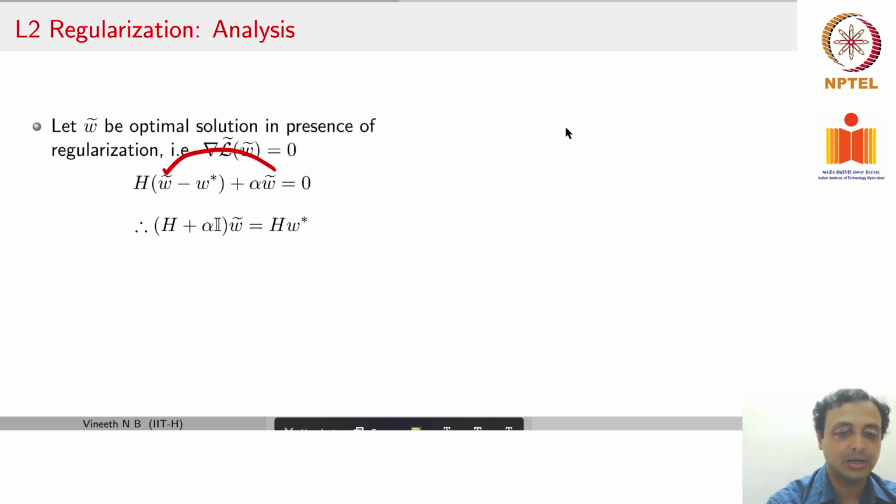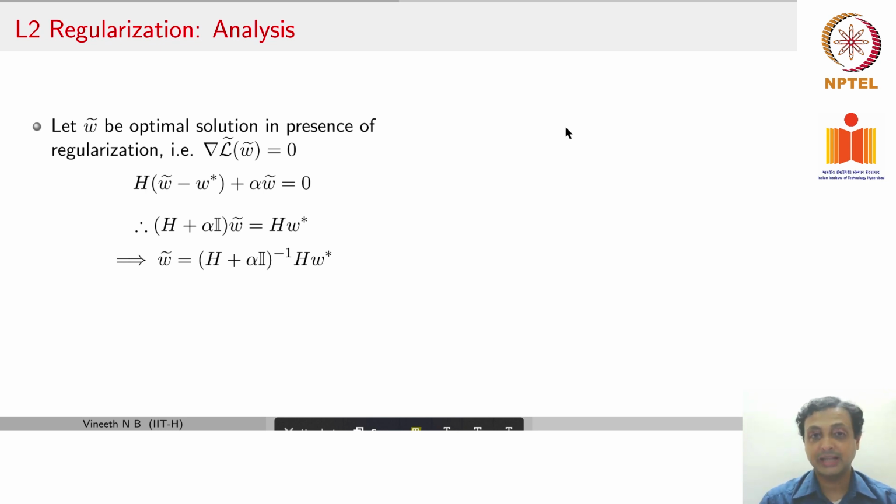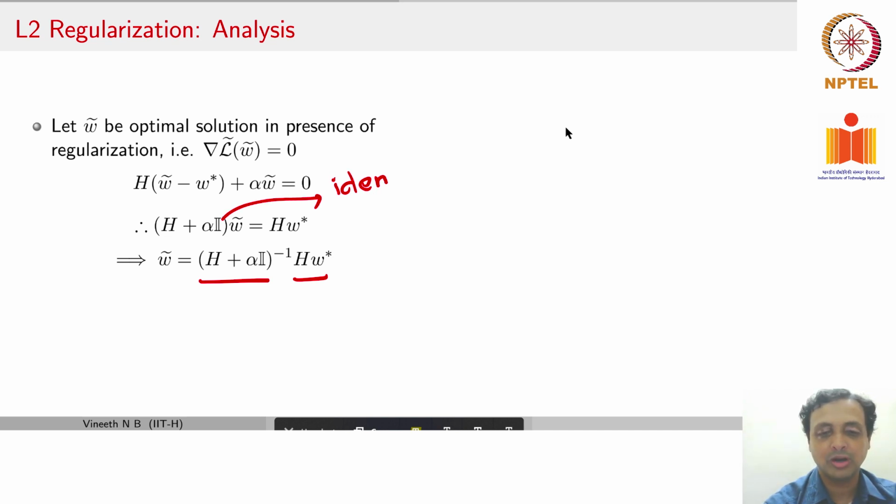Let's group all the W tilde terms. That would give us H plus alpha I, because when you add it, you have to make it a matrix. So we have to put alpha I here to ensure that alpha is added to every diagonal element of H. You're going to have (H plus alpha I) times W tilde is equal to H of W star. This means W tilde, which is a solution of your regularized loss function, is going to be given by (H plus alpha I) inverse H of W star. Just to remind you, I here, this notation means the identity matrix. In case you didn't get that already, this is your identity matrix.